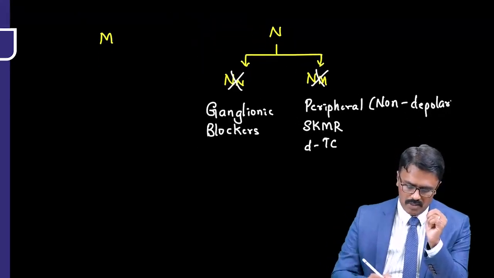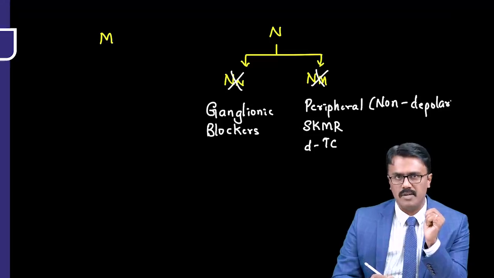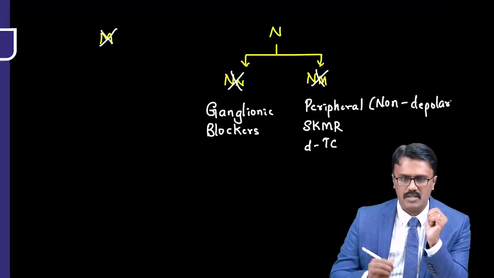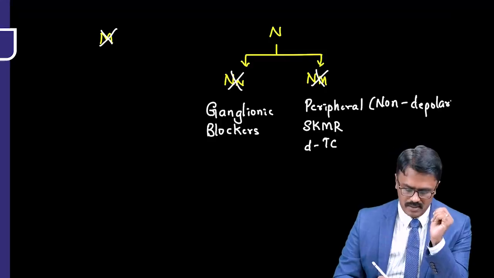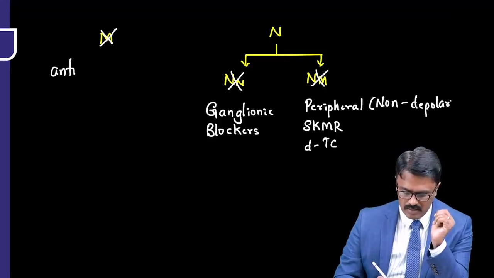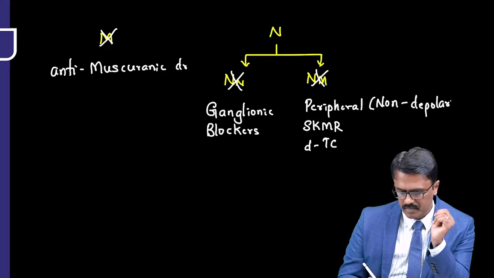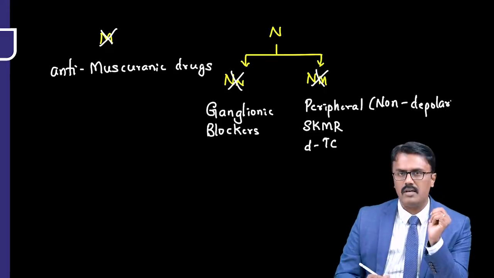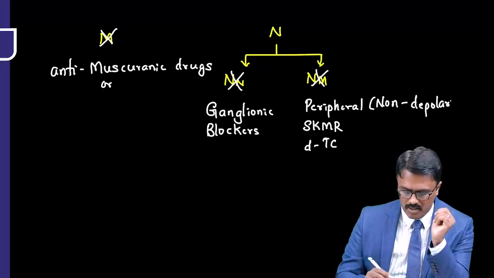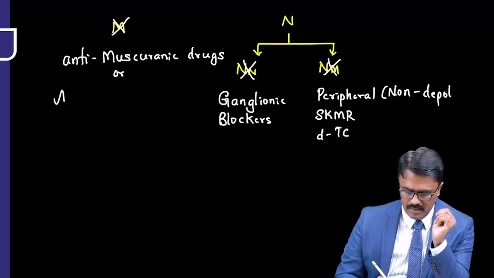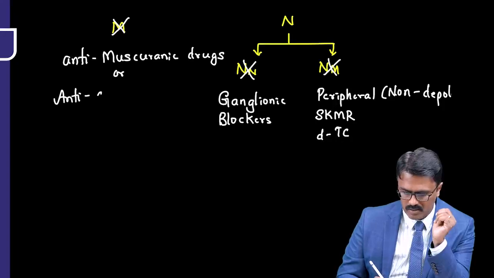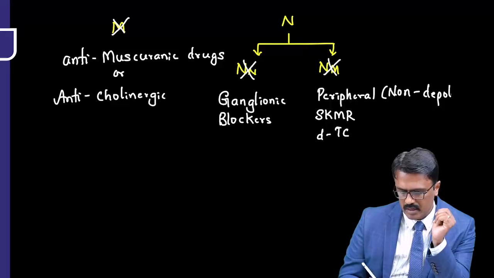What we are going to discuss now is the muscarinic receptor. If I block the muscarinic receptor, those drugs are called anti-muscarinic drugs, or we can also call them anti-cholinergic drugs.